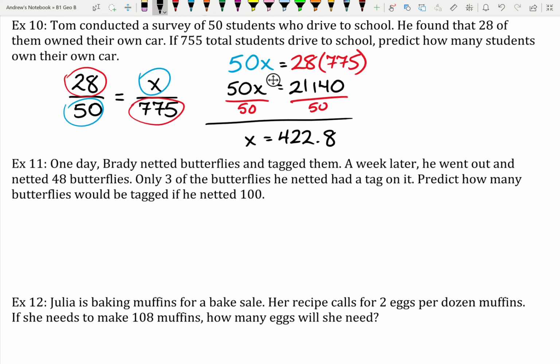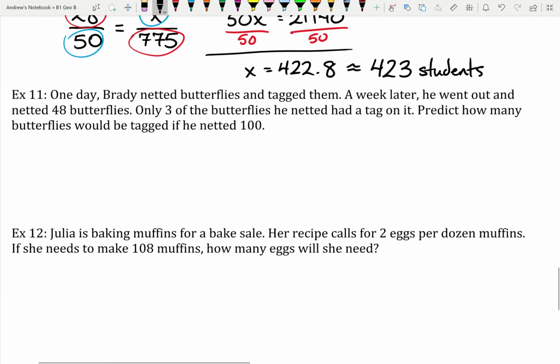So what we're going to do is round to the nearest number. So I'm going to round it off to 423 students. If it was 422.1, I'd probably round down to just 422. So rounding it off is going to be a good idea because then you're talking about an actual number of people. Let's try another one out.